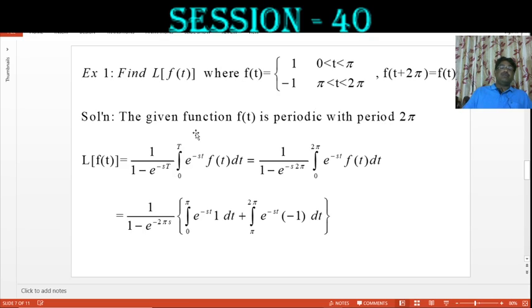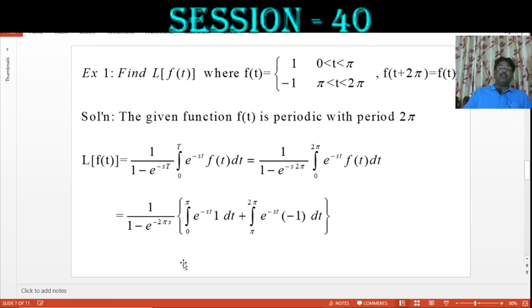Now see that the solution is, the given function f of t is a periodic function with a period 2 pi. Now you can make use of that formula here, T is equal to 2 pi. You know the formula: L of f of t is 1 upon 1 minus e raised to minus s T, integral 0 to T of e raised to minus s t f of t dt. In place of capital T, we have to take 2 pi. So that is 1 divided by 1 minus e raised to minus 2 pi s.